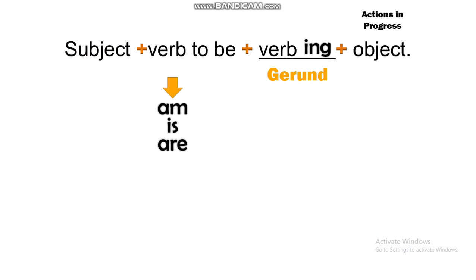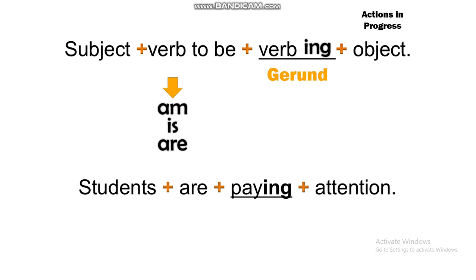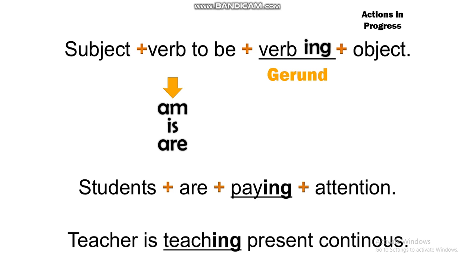So here's the verb to be: am, is, are. Here's the example: students are paying attention. Students is the subject, and it's plural, so it's going to be are, plus paying, that's the main verb, pay, plus the ing. Attention. Teacher is teaching, present continuous. So here's teacher, she or he, is, because she or he; teaching, teach is the main verb, and we add ing to the present continuous.